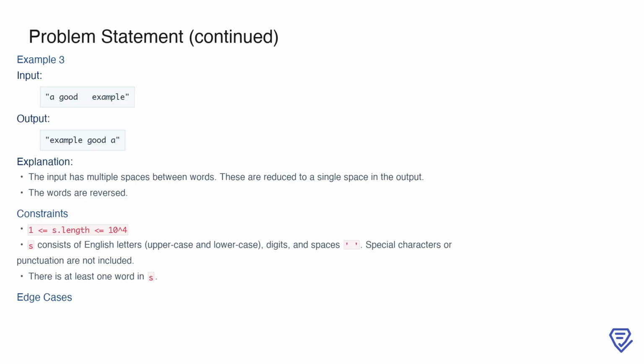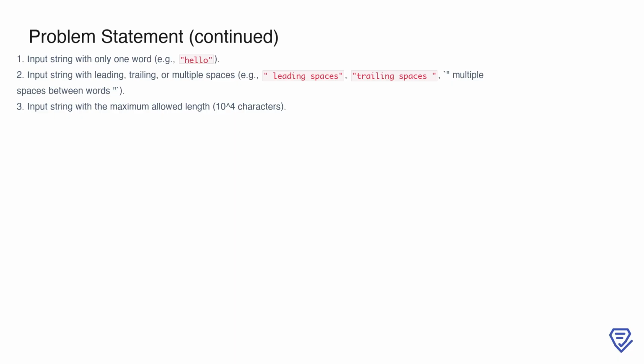Moving forward, the problem also comes with a set of constraints and edge cases that need to be handled to ensure the solution is robust. For constraints, the length of the input string s can be anywhere between 1 and 10,000 characters. The string will only contain English letters, digits, and spaces, with no special characters or punctuation. Additionally, there is always at least one word in the input.